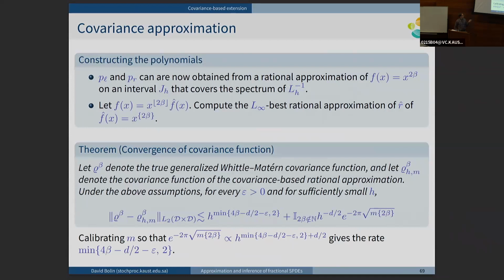So this is just showing the L2 norm of the difference between the true generalized Whittle-Matérn covariance function and the rational approximation of it. And again, it is bounded in terms of the mesh width. And if you calibrate the order of the rational approximation with the mesh width, you get this rate of convergence. Right. So this basically shows that we have some control over the accuracy of this method.